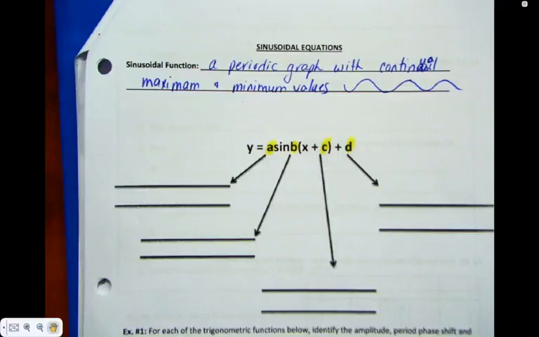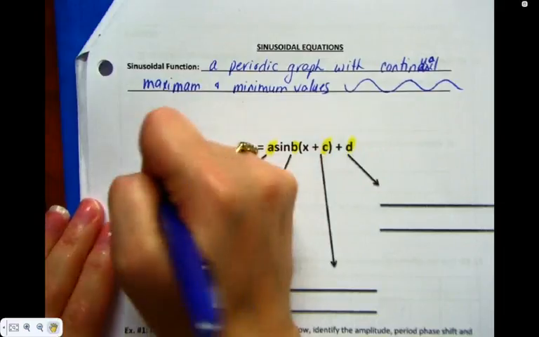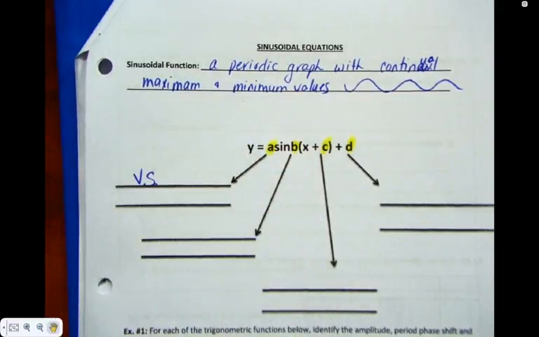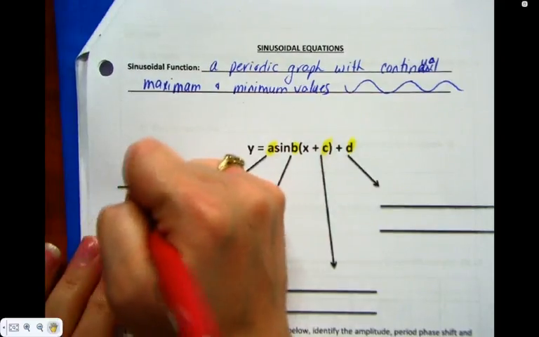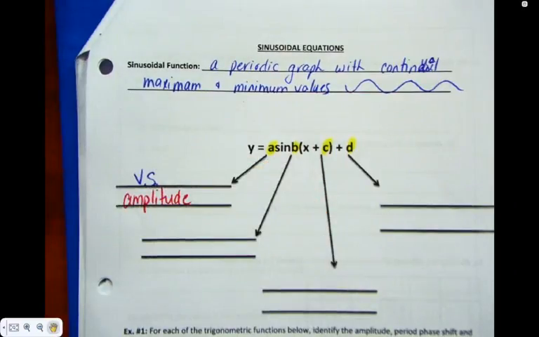And so A is that number outside brackets in front. It's outside brackets, so it's vertical. It's a multiplication, so it is a vertical stretch. But more importantly, a vocabulary word we talked about last class is it's the amplitude of the graph.